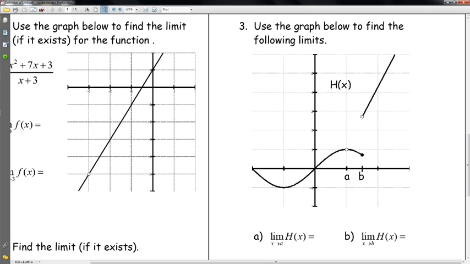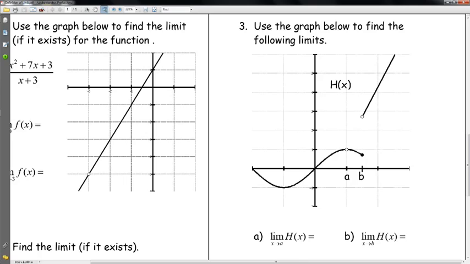All right, for number 3, we're going to use the graph below to find the following limits. And this is the graph of h of x. And we have two x-coordinates, a and b, located right here. So what we're going to check is probably the limits, aka the y values, for each of those x-coordinates, a and b. And so let's look at a.